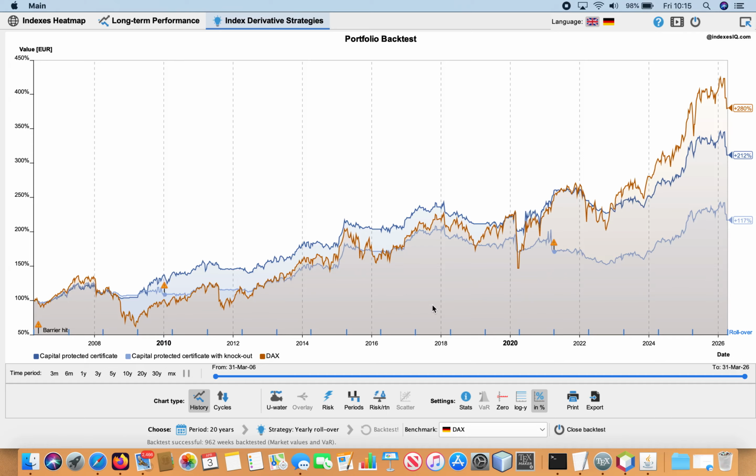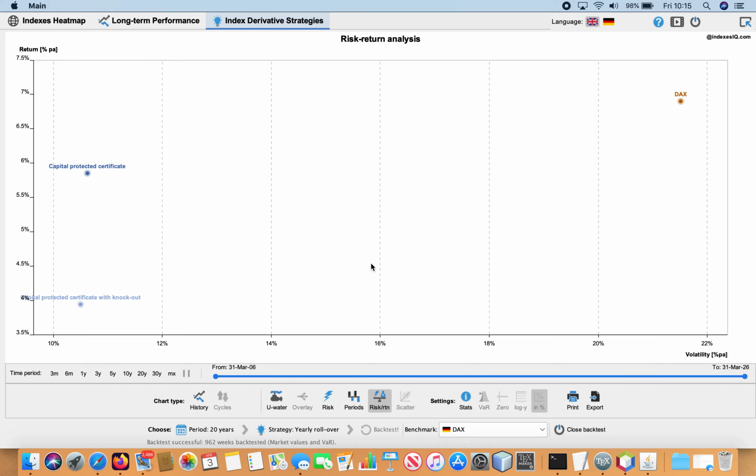Now it's interesting to compare the risk and return profile. So I can click on this chart here and we see, yes, on the y-axis, the return, the x-axis, the average volatility. And yes, of course, the underlying benchmark, the DAX, had a higher average return, but it had also much higher risk, right? So both of these capital protected certificates have significantly reduced the risk profile. Now, please bear in mind that backtested returns are no indication for future returns. And in this video, we are not providing investment advice. We are just showcasing the toolkit that you can use to derive some interesting insights.